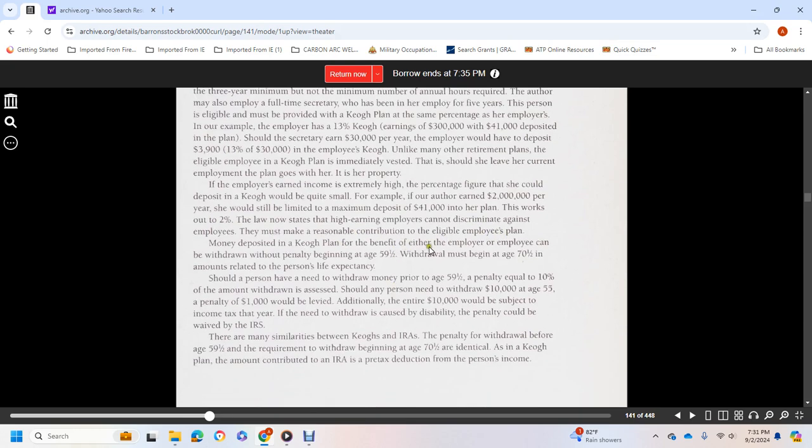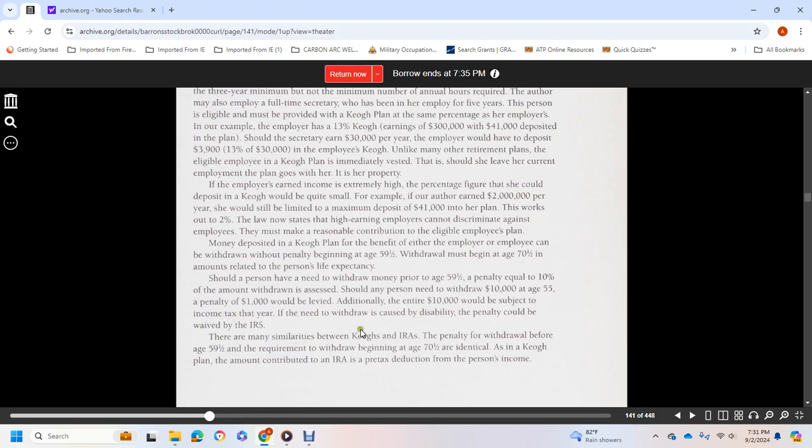Money deposited in a Keogh plan for the owner or other employees can be withdrawn without penalty beginning at age 59.5. Withdrawal must begin at 70.5, and the amounts are related to the person's life expectancy. Should a person need to withdraw prior to age 59.5, a penalty equal to 10% of the amount will be assessed. Should a person need to withdraw $10,000 at age 55, a penalty of $1,000 will be levied. Additionally, the entire $10,000 will be subject to income tax that year. If the needed withdrawal is caused by disability, the penalty could be waived by the IRS.